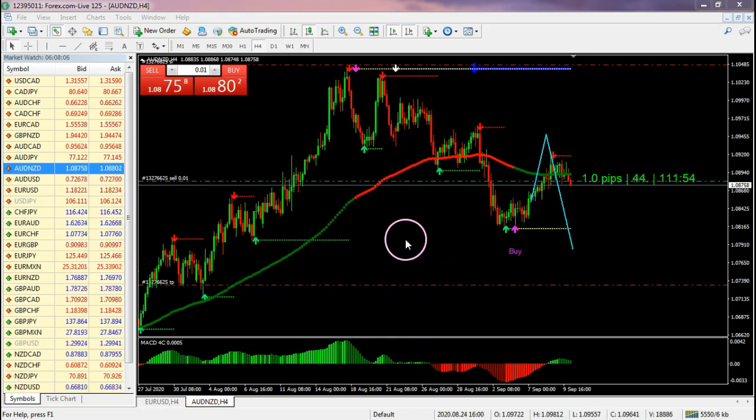I'm using the multiple time frame system. This is a mid-week analysis. Pretty much we're going to analyze the markets that we previously saw on Sunday. So we're going to look at that.